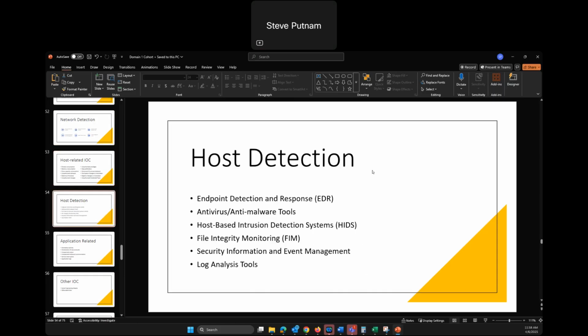Host detection. These are the products that you're going to use to detect those. A little different than network related, but you've got your endpoint detection and response, your EDR tool, your antivirus, your host-based intrusion detection, your file integrity monitoring, which we should be doing all of this, your SIEM tool, and of course your logs. We talked about logs above. That helps you build that picture.